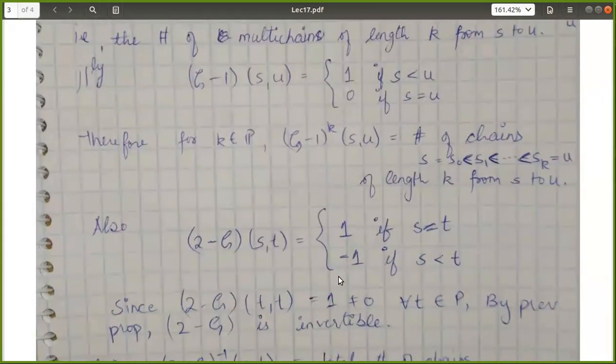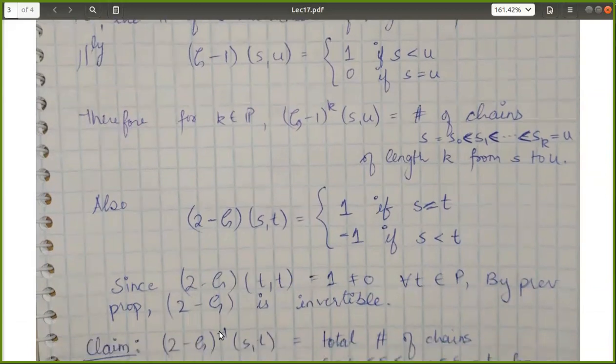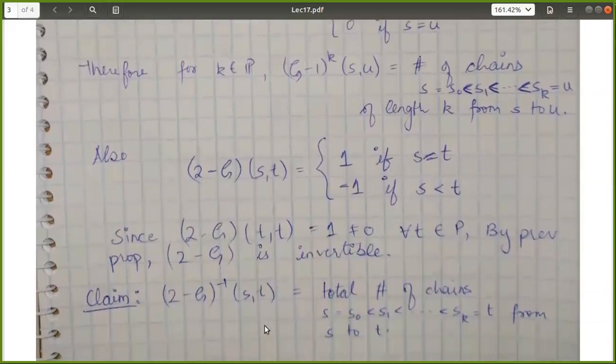So 2 minus zeta of tt is 1, which is non-zero for any t of p. Therefore, this function is invertible. What we want to claim is that its inverse actually is the total number of chains from S to T. See, now I'm not saying which length, I'm just saying total number of chains from S to T with the strict inequality here.